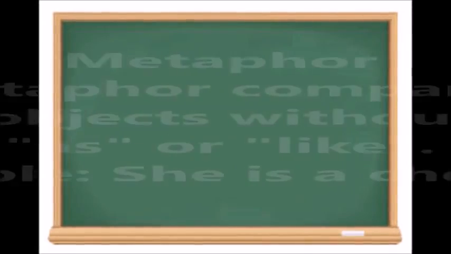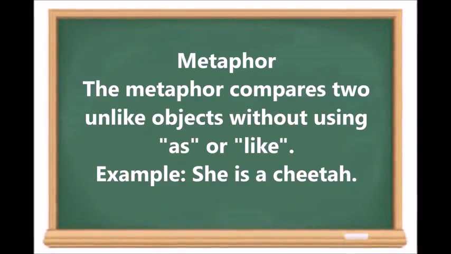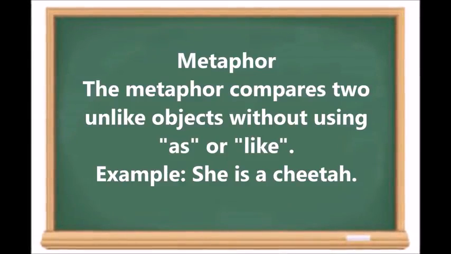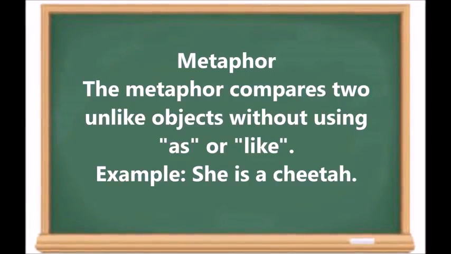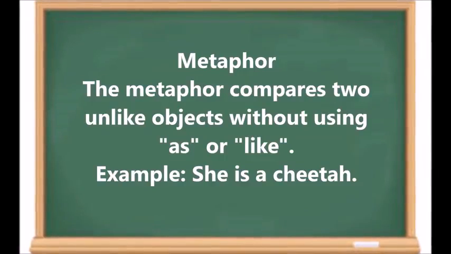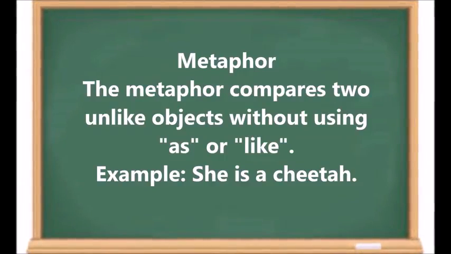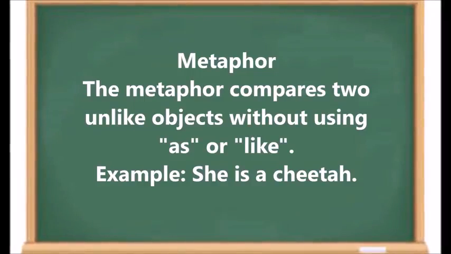Next, I'll be talking about metaphors. A metaphor is a comparison of two unlike things without using the words like or as. So just like a simile is comparing one noun to another, however, in this case, you are not using the word like or as. In our example, it says, she is a cheetah. It's comparing the pronoun she to the noun cheetah, and again, not using the word like or as.